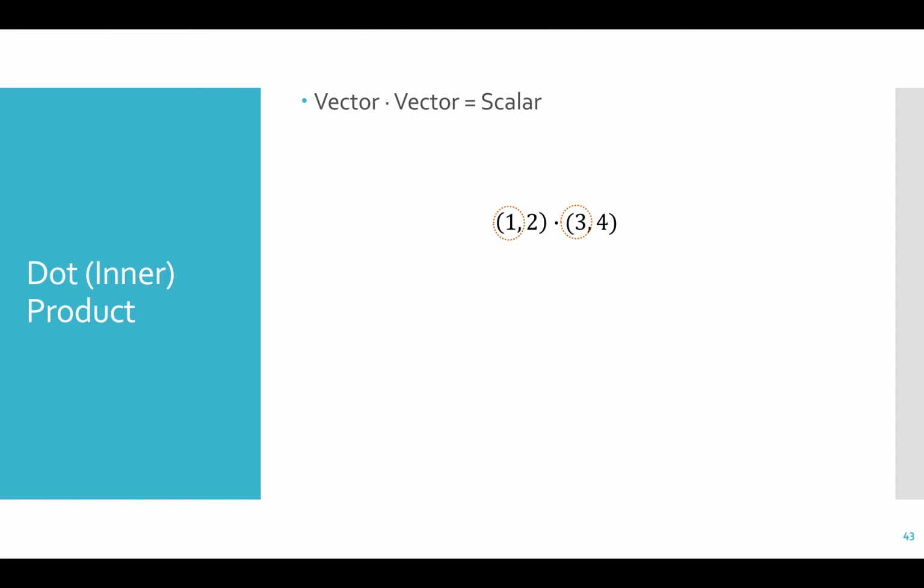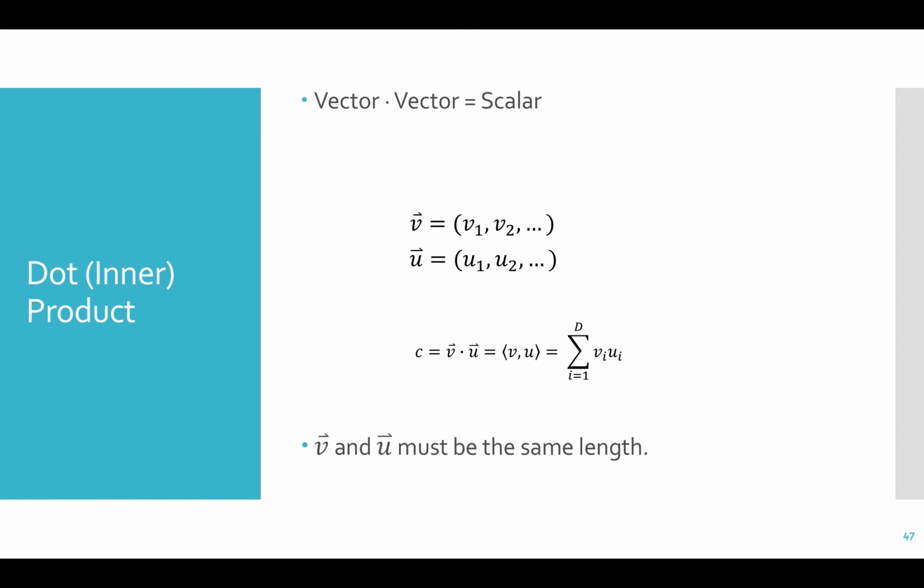If we take the dot product of these two, we take 1 times 3 and 2 times 4, and we add them together. And that's it. It's really, really simple operation, but it's very powerful. So the general form is like this, right? So you sum over all individual element-wise multiplications. In order to take the dot product between two vectors, v and u, they must be the same length.